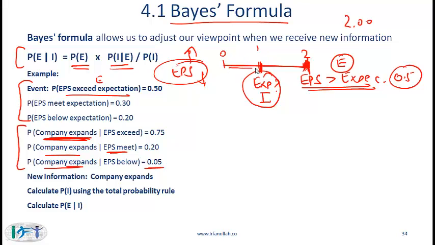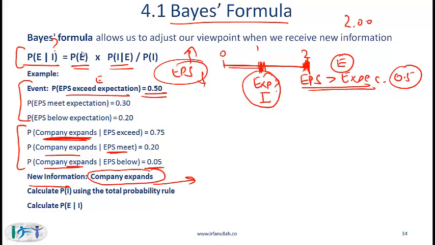Now let's say you get to the end of the day and the company makes an announcement. The new information or the announcement is that the company will indeed expand. Here is where we use Bayes' formula, because now with the new information we need to update this probability. So given that new information, we now say that the probability of the event being earnings per share exceeding expectation, given the new information, is what?